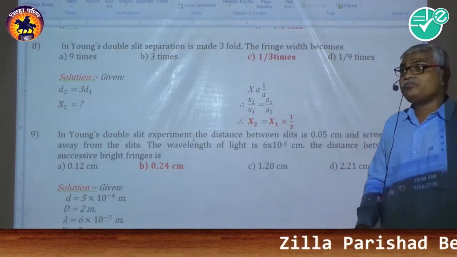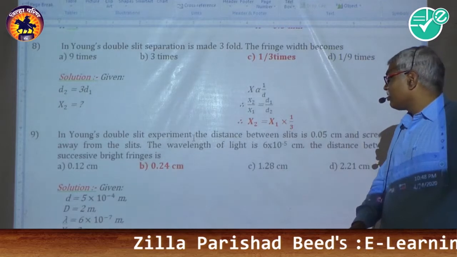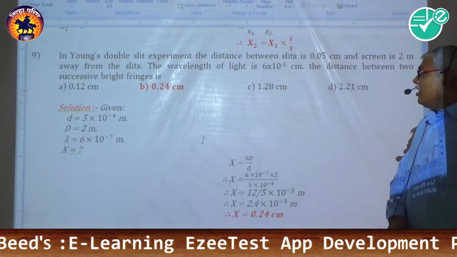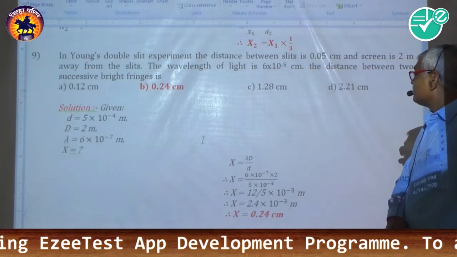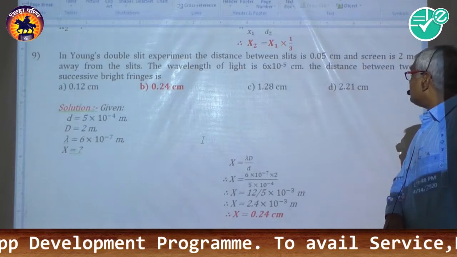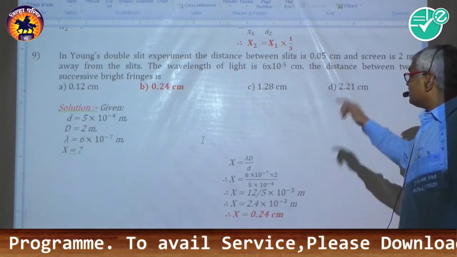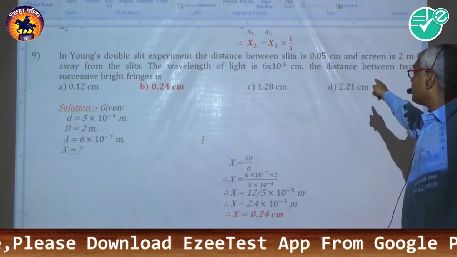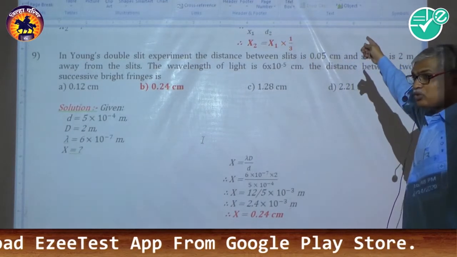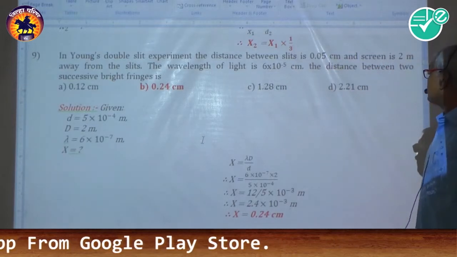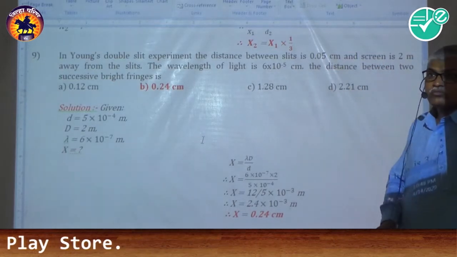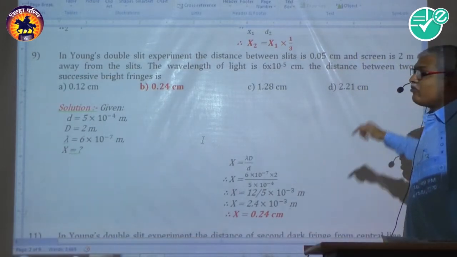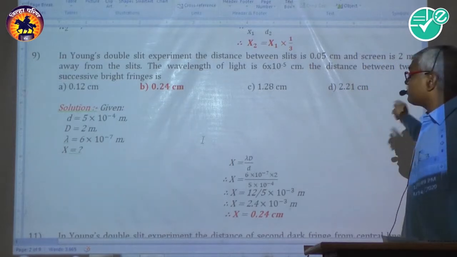Question number 9. In Young's double slit experiment, the distance between slits is 0.05 centimeter. The distance between slits, that is small d, is equal to 0.05 centimeter, that is 0.05 into 10 to the power minus 2 meter, that is 5 into 10 to the power minus 4. Every time we have to convert the data in same units. And the screen is placed at 2 meter away from the slit, that is capital D is equal to 2 meter.